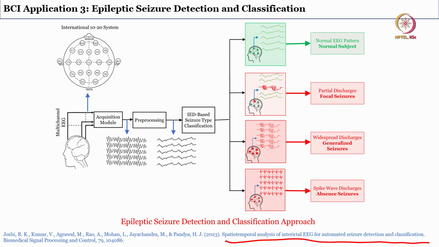So what we have ultimately done in the paper or the application is, based on your IED count, we are identifying, first thing, first check. There are two checks. So this is the first check, this is the second check. In the first check, what we are doing is checking whether the person is normal or not. Okay, so this is normal.